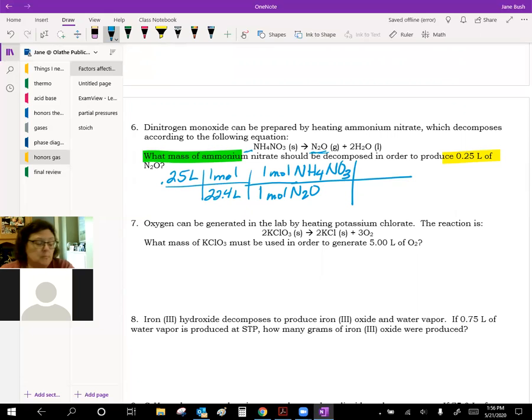Now we have to change to molar mass. Okay, Google, what's the molar mass of ammonium nitrate? The molar mass of ammonium nitrate is 80.04 grams per mole. I love doing that. 0.25 divided by 22.4 times 80.04, 0.893 grams.